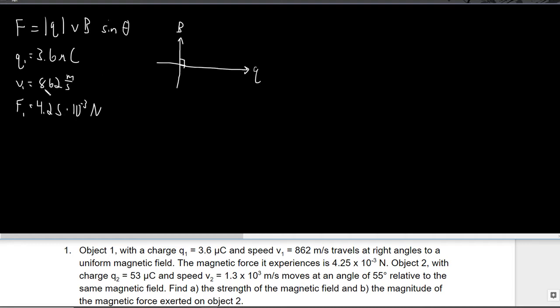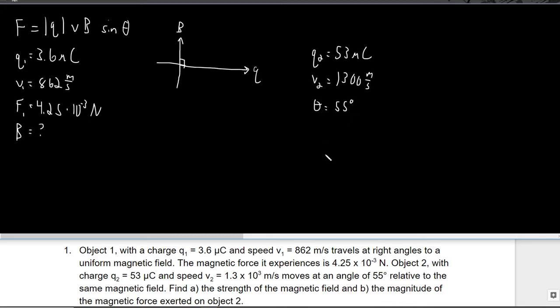But the thing I'm missing from this equation from just object one is this B, the magnetic field. And that's going to be the magnetic field for both of them. In fact, if I look at object two, the charge of object two we said was 53 microcoulombs. It had a speed of, I'm just going to say 1,300 meters per second. Its angle, though, is 55 degrees.